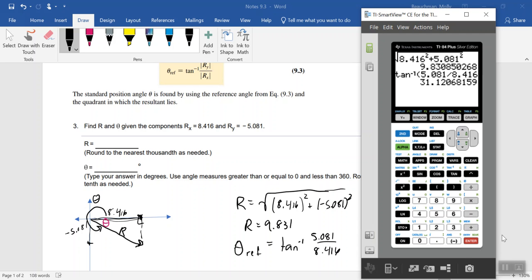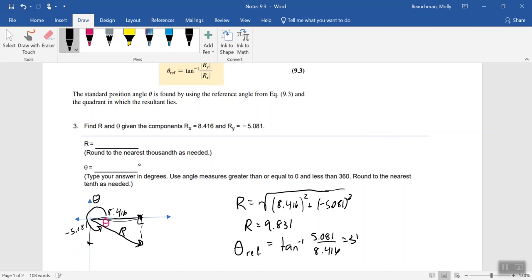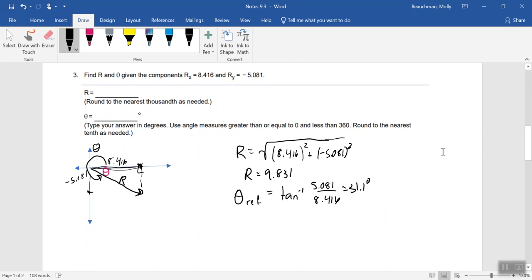And that equals about 31, what do we want? Round to the nearest tenth. So the reference angle is 31.1 degrees. But the angle that we want is the angle from standard position. So we're going to have to take 360 degrees minus 31.1 degrees.